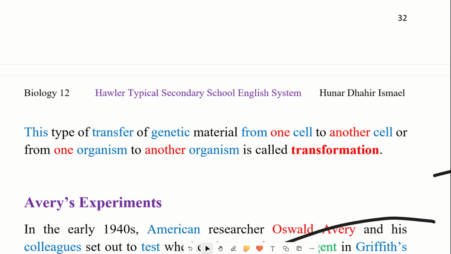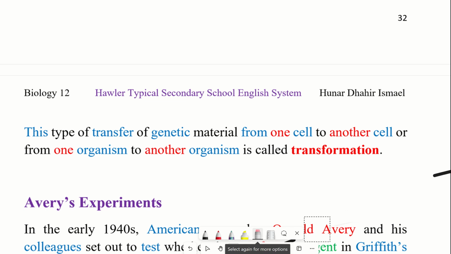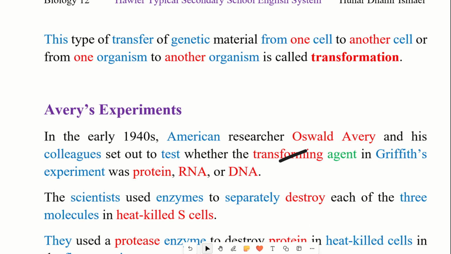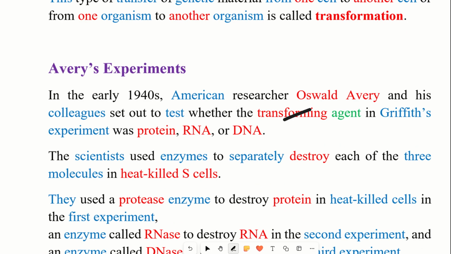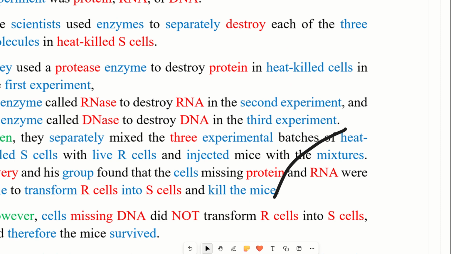To answer what is transformed and how the transformation happened, another scientist named Avery found the substance that was transformed. So he did an experiment again. He repeated the fourth experiment 3 times. He added an enzyme to destroy different molecules.